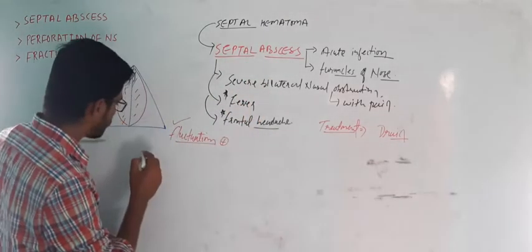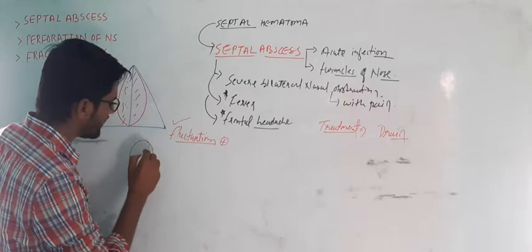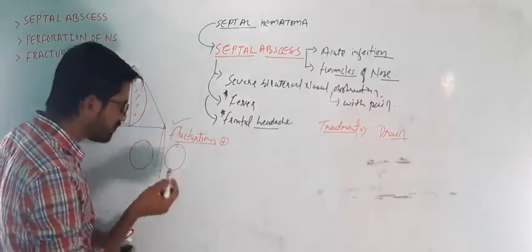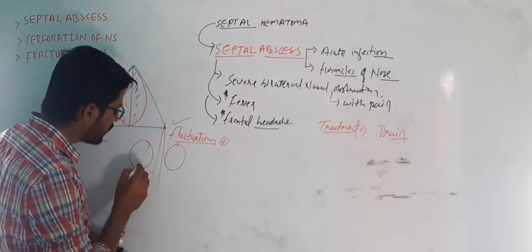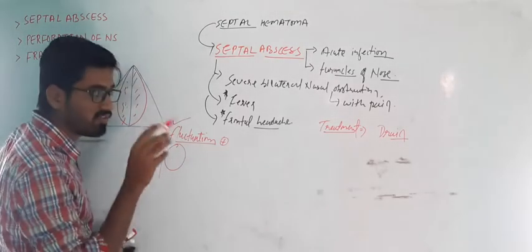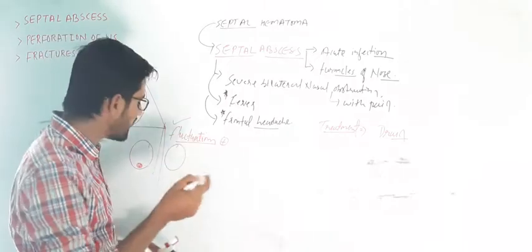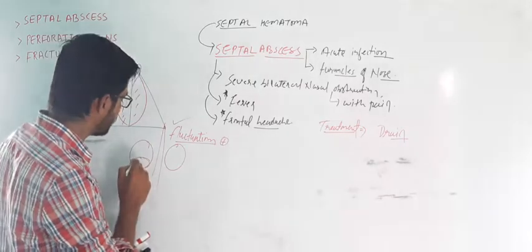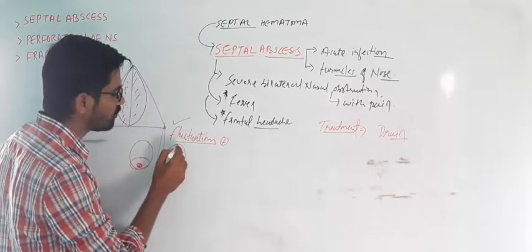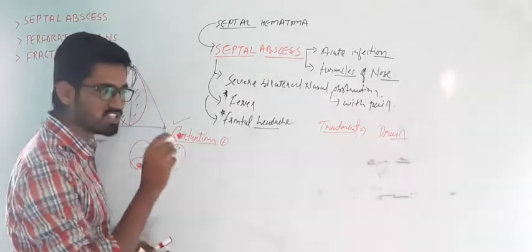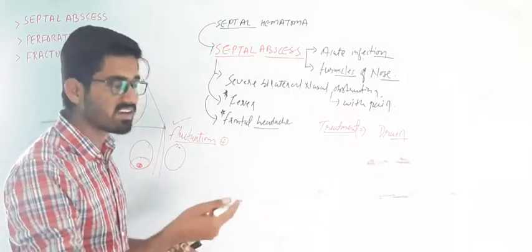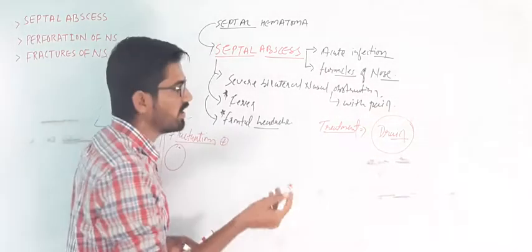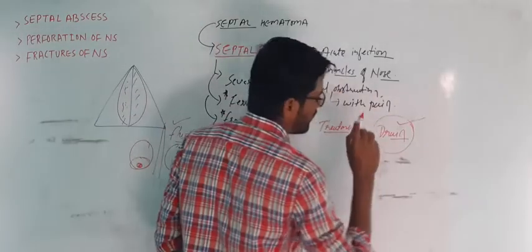If this is your nasal abscess, on either side, and it is prominent here, then we have to make the incision along this side. The deciding factor is where the abscess is most prominent, and through that we make one incision.